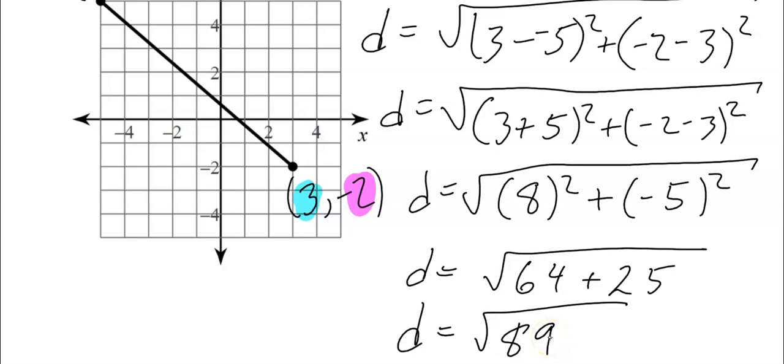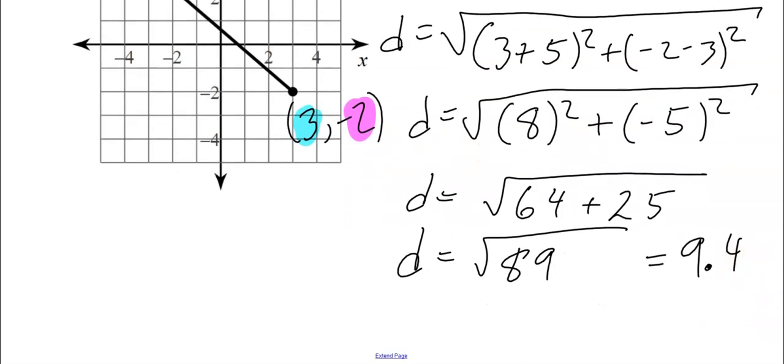And the square root of 89 gives me about 9.4. It says 9.43. The 3 is not big enough to make it 9.5. So that's what it stays. Boom.